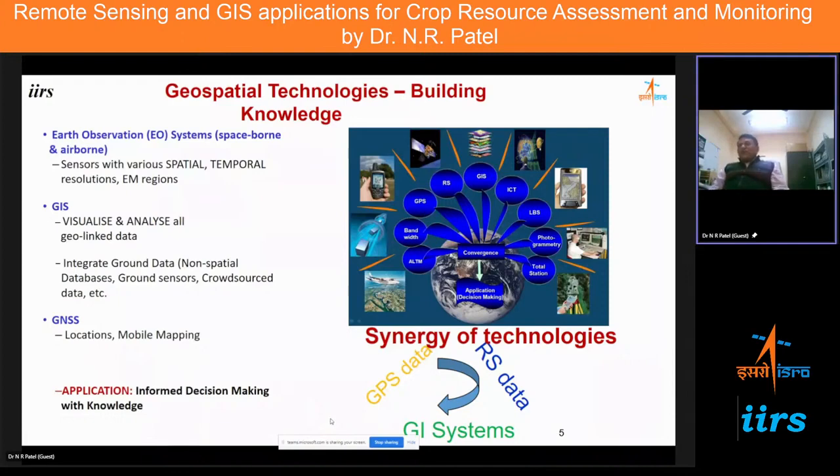when a farmer has to sow their crop, what the crop area is, what the acreage estimation is, and in what stage the farmer's crop is, whether it is a healthy crop or a disease-affected crop. All these decisions can be made, including whether drought is affecting a particular farm field or not. All these decisions are possible with the integration of these three technologies.